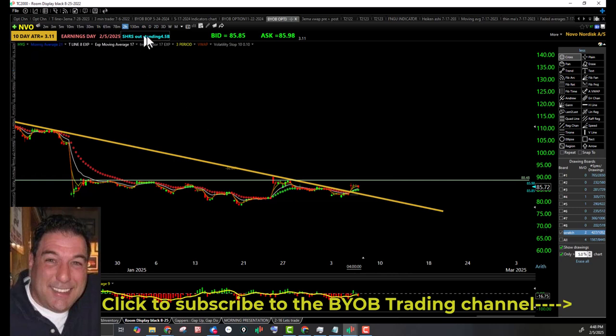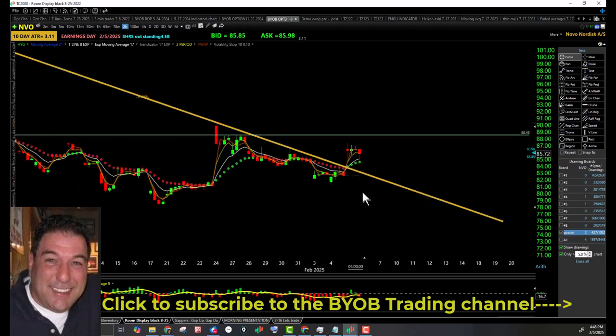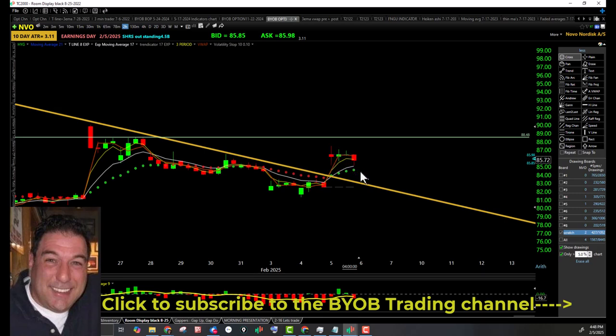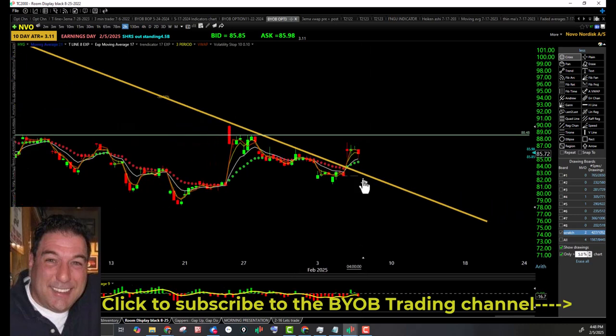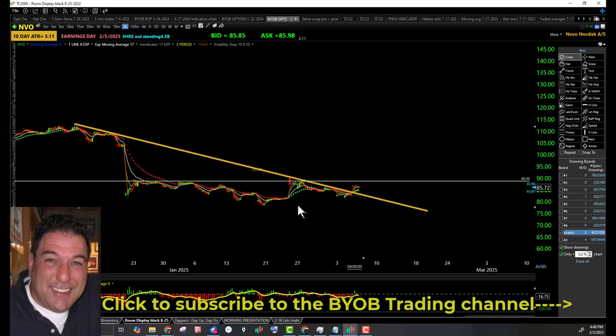Didn't they just report this morning? 2.5, they reported this morning. I mean, they didn't take a dump. They didn't fall out of bed. They're kind of holding right here right now. So this may be a bottom right there. It's possible that is a bottom. You've got a higher low here, the lowest low here, and a higher low here.